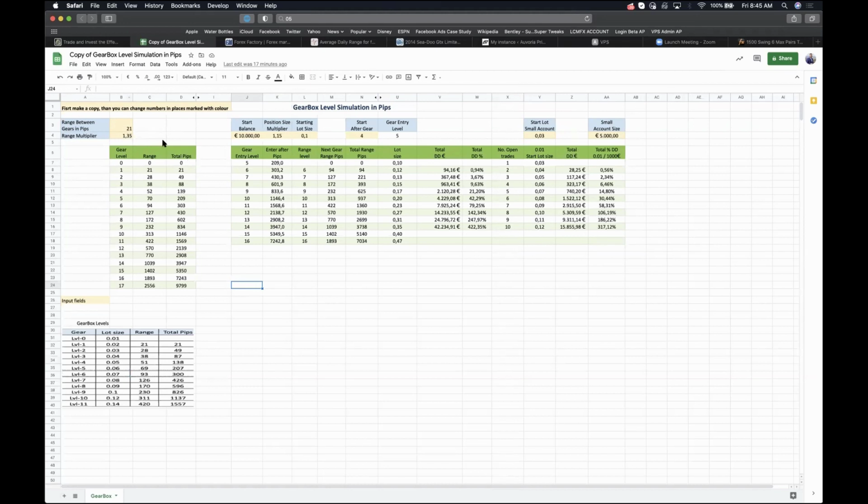Once you make a copy to your own Google Drive, like you see mine says copy of GearBox level simulation, I made a copy and now I can edit it in my own Google Drive. Somebody asked how to change from euros to dollars. You will not be able to change from euros to dollars. It's programmed in euros. So if you wanted to figure out similar what it would be in dollars, just Google euro to dollar conversion. So if you had $10,000, what's 10,000 USD in euros?